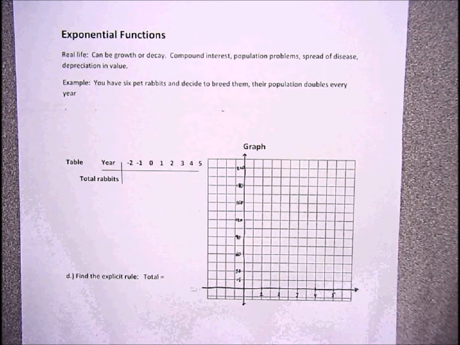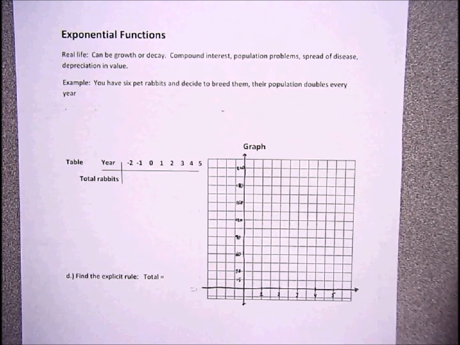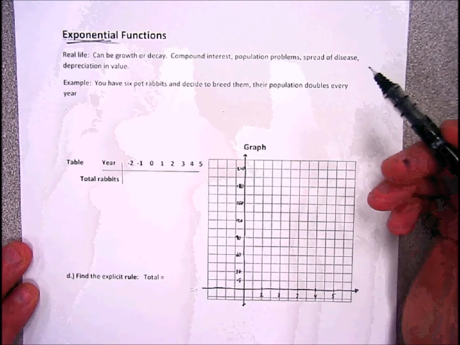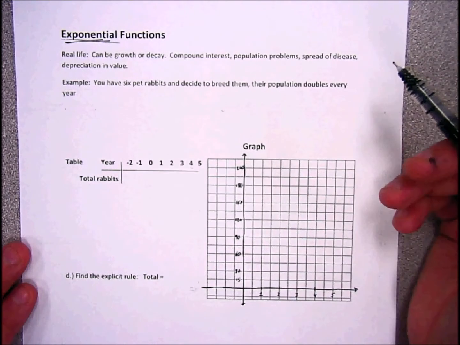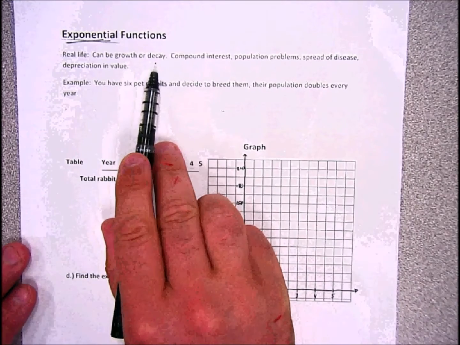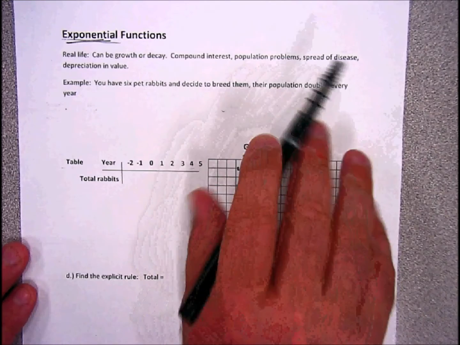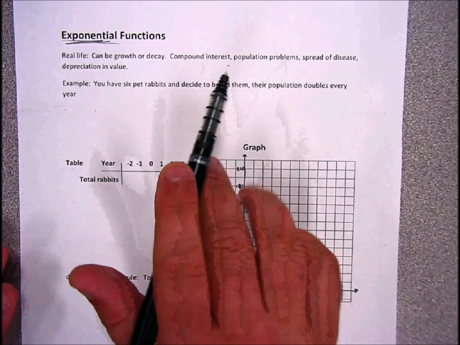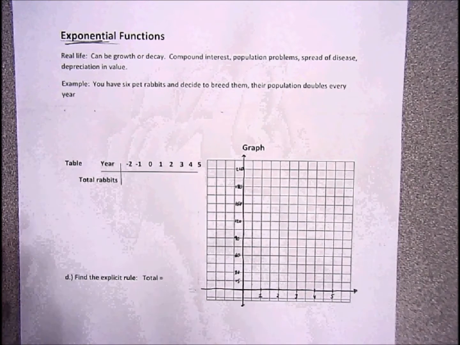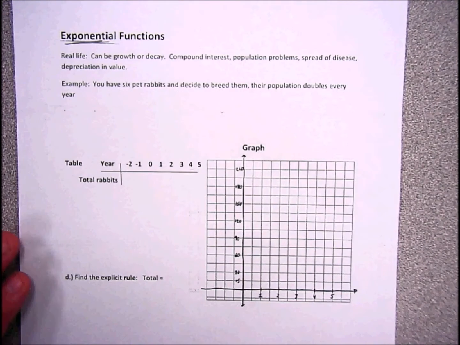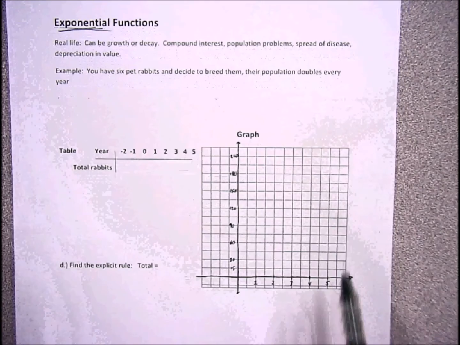Okay, so this is continuing our look at function families, and there's this group of functions we call exponential functions. What do we mean by that? In real life, often you're going to see this as some kind of growth or decay that's happening: compound interest, population problems, spread of disease, depreciation in value. If you've got a word problem that's dealing with any of these topics, that might be a hint that you're probably, not always, but probably looking at something that's got an exponential relationship. So let's look at an example.